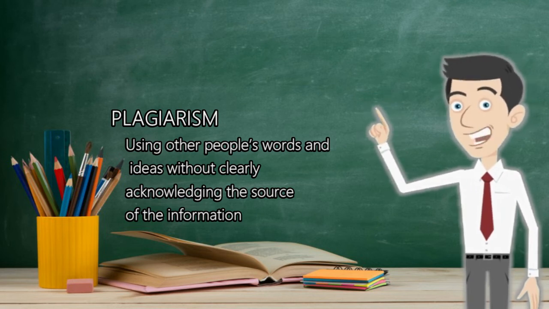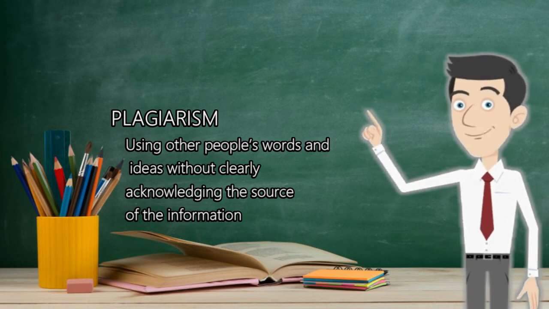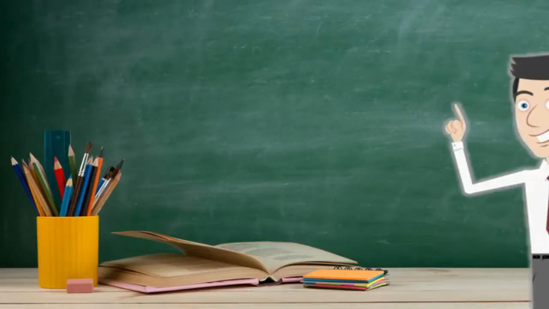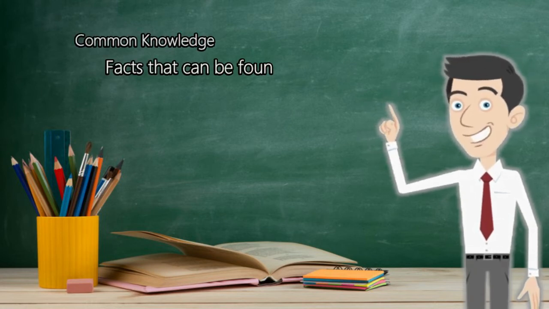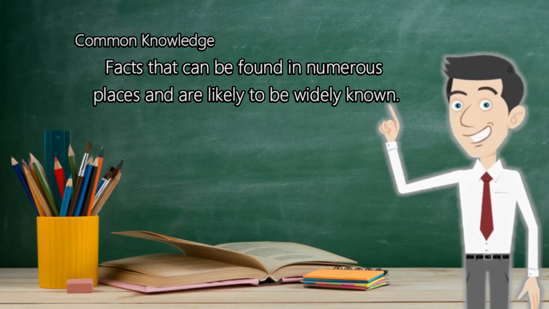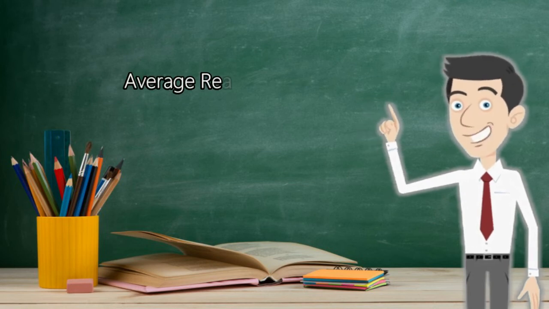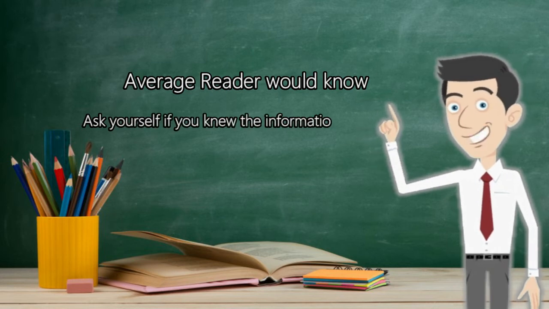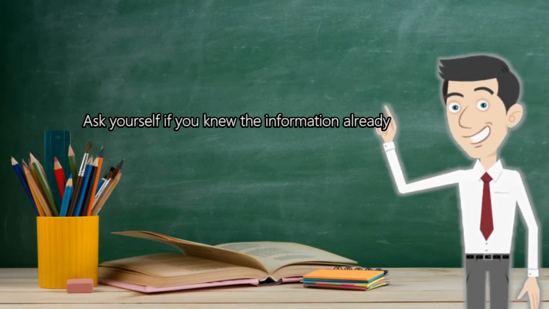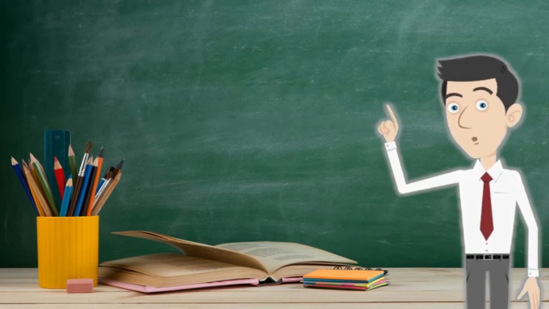If you are copying information from the internet, journals, magazines, and books, you need to cite or acknowledge the author. Write the name of the book and write the links of the internet. Here are some tips to avoid plagiarism. First, common knowledge. Common knowledge is facts that can be found in numerous places and are likely to be widely known. It is information the average reader would know. Ask yourself if you knew the information already. If you didn't, the information is not common knowledge.